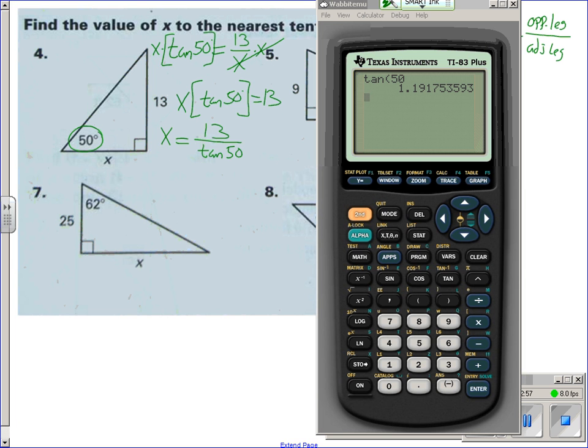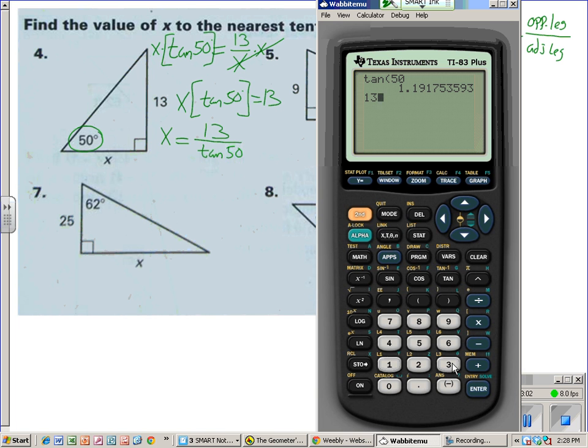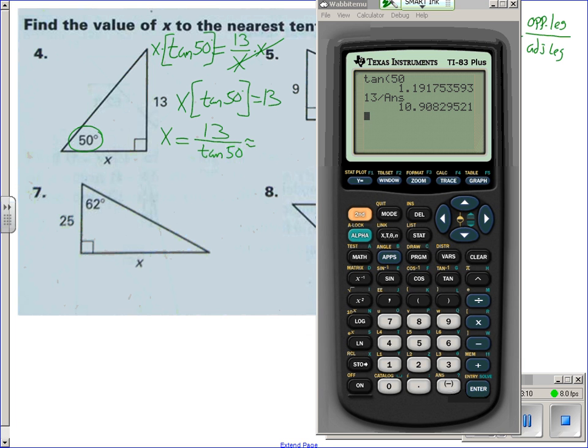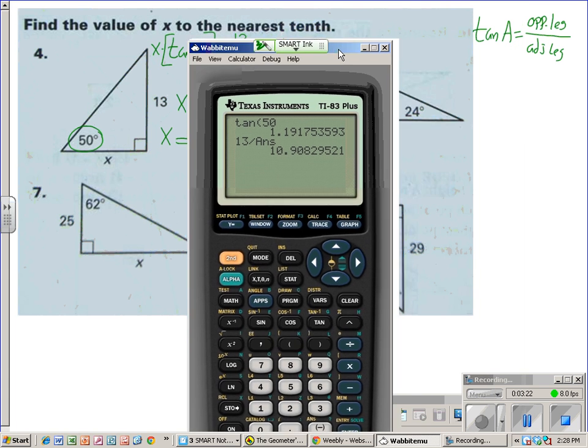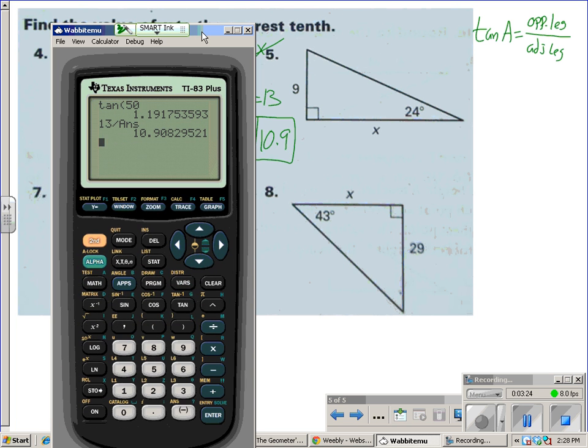Here's how we're solving for x. So to get x, I just need to go 13 divided by, and I've already got the tangent of 50 up there, so I'm just going to get that last answer from the calculator and hit enter. There's my length of x. And the question said round to the nearest tenth, so this is 10.9. There is my length of x using that trig ratio. Okay, this is how these work. All right, we always set it up the same way.